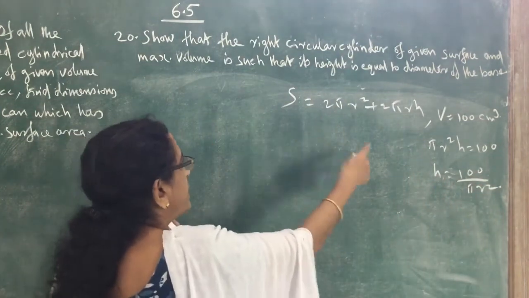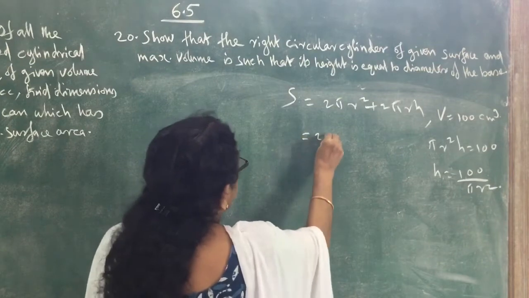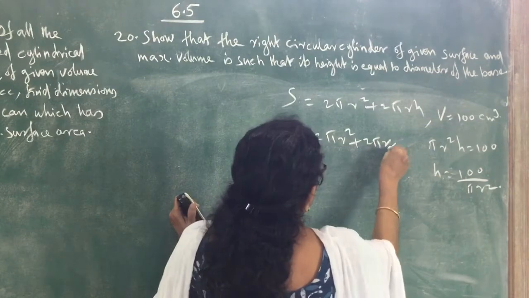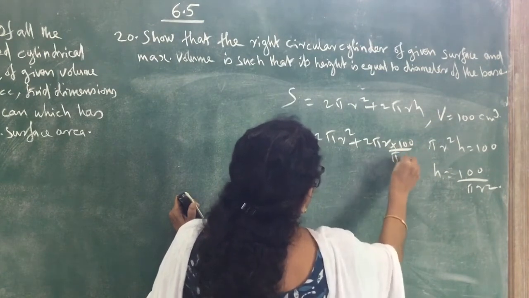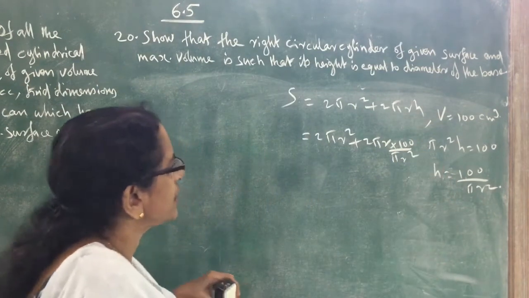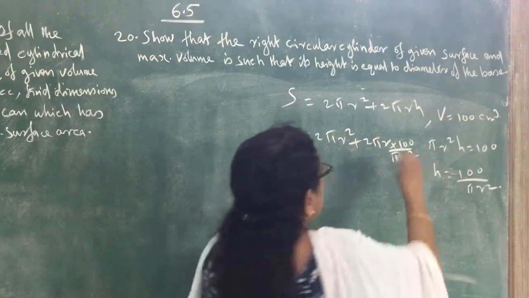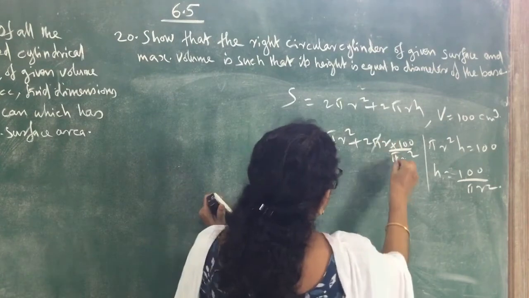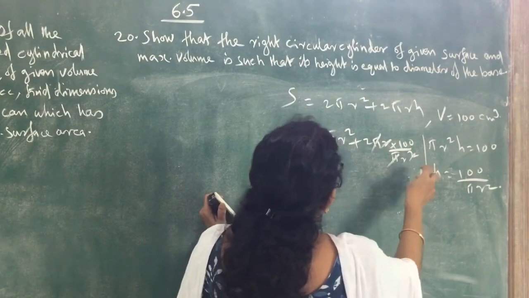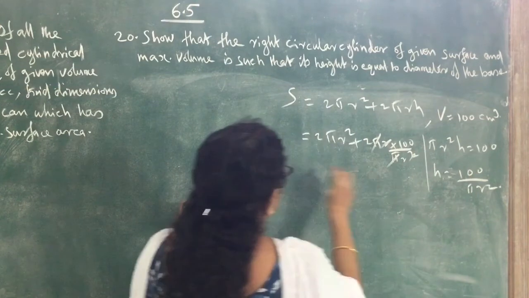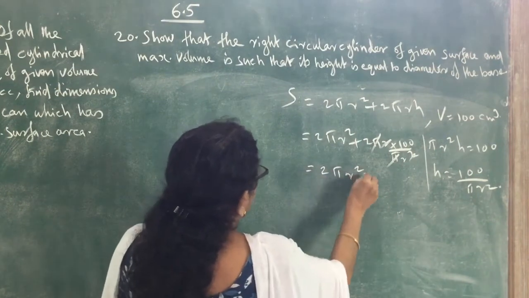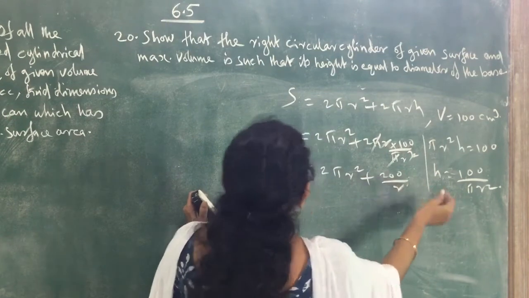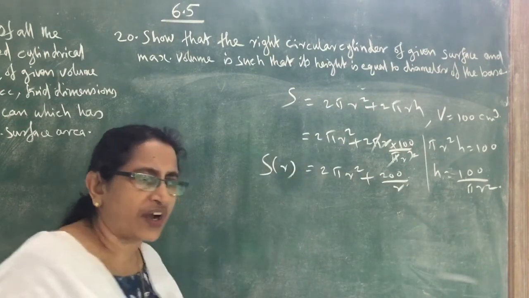To eliminate one variable, we write S equal to 2 pi r square plus 2 pi r into h, where h is 100 by pi r square. Now we can simplify. One pi we can cancel and one r we can cancel, and we get 200 by r. So S equals 2 pi r square plus 200 by r. So we got S as a function of one variable r.